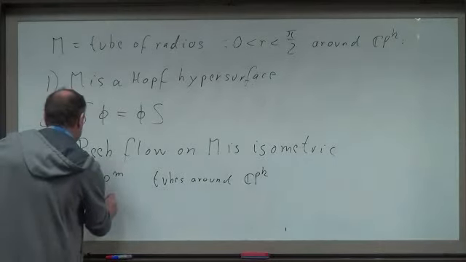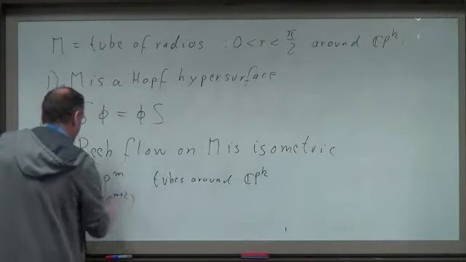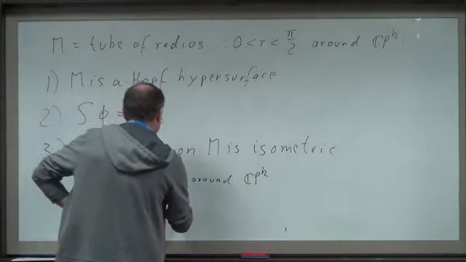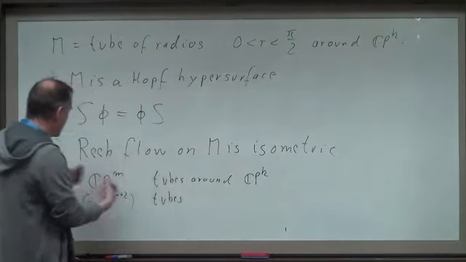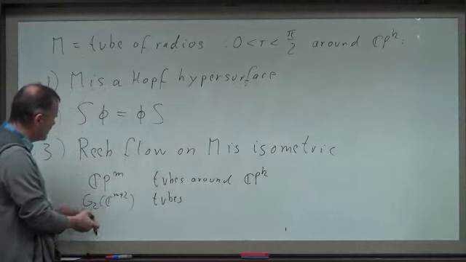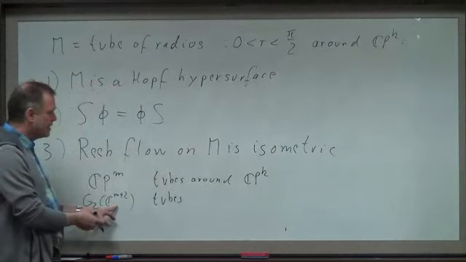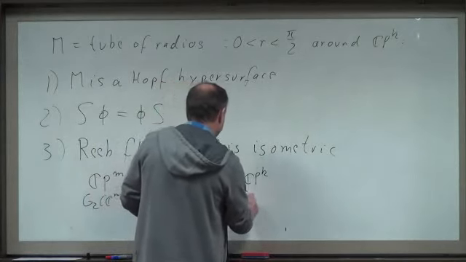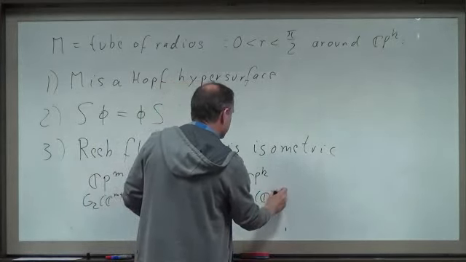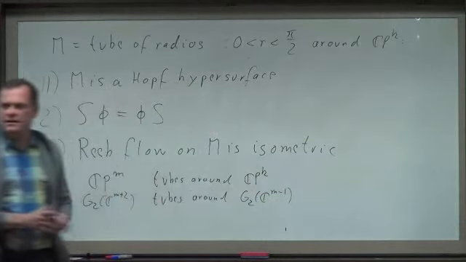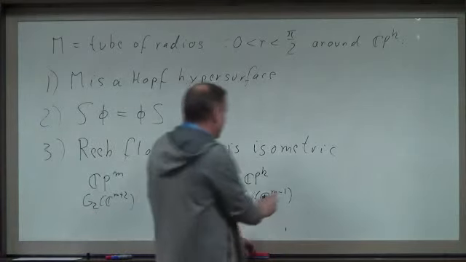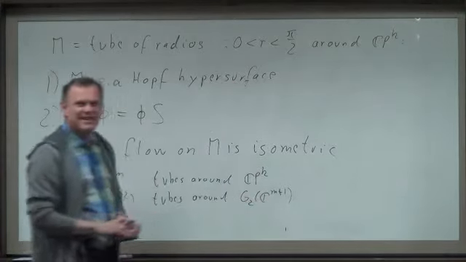In the complex two-plane Grassmannian, Professor Suh and I proved that if you have a hypersurface for which the Reeb flow is isometric, it must be a tube around a G2(C^(m+1)). Is that right? That's plus 1. But then it's right.